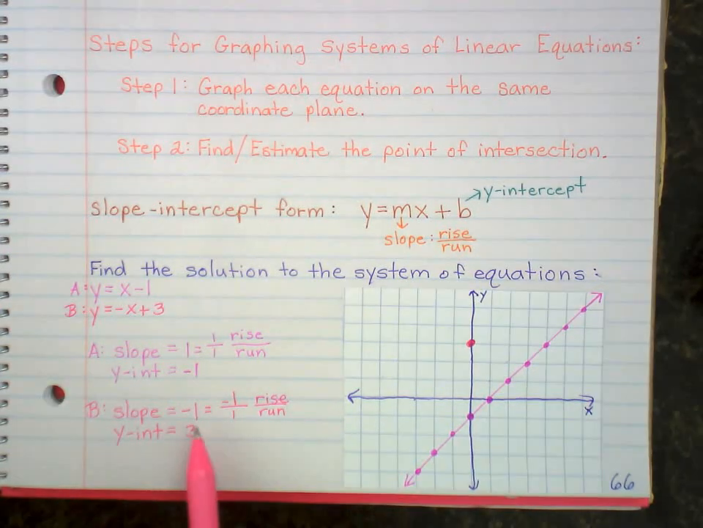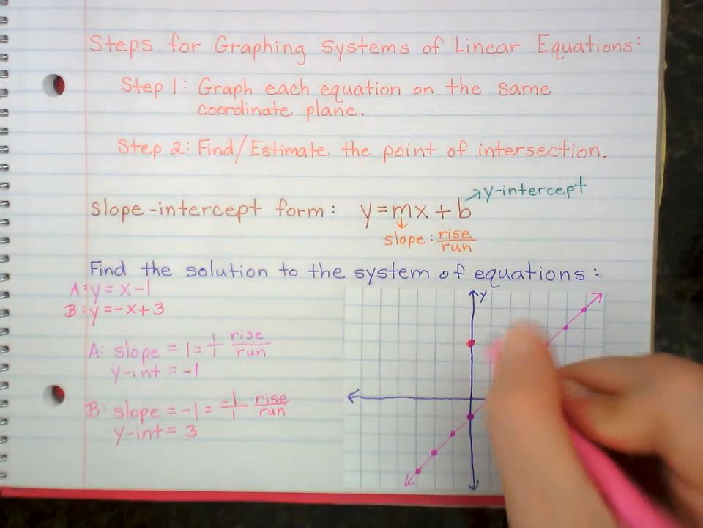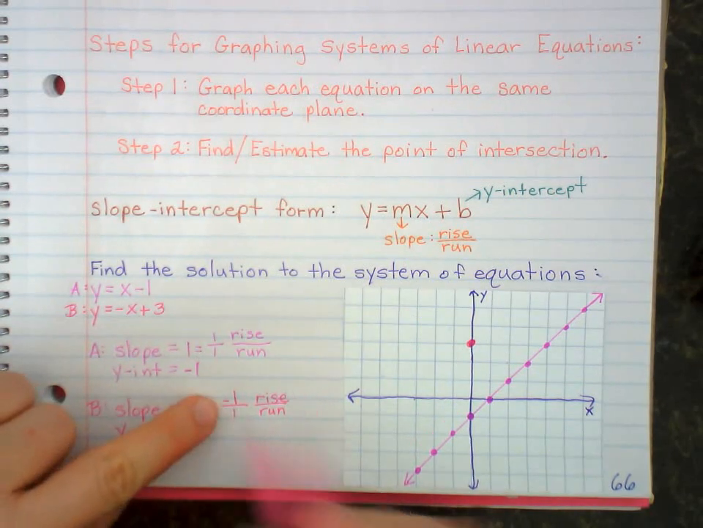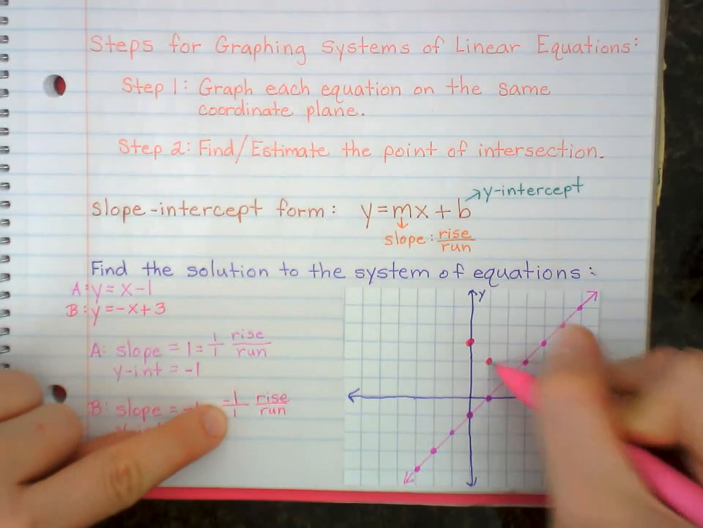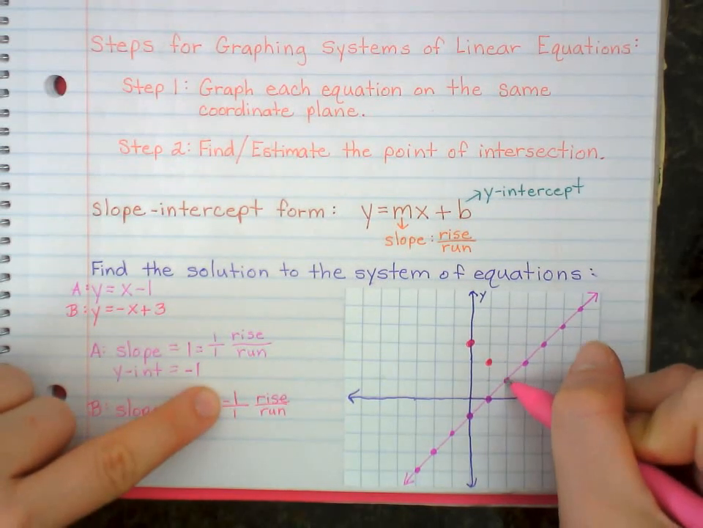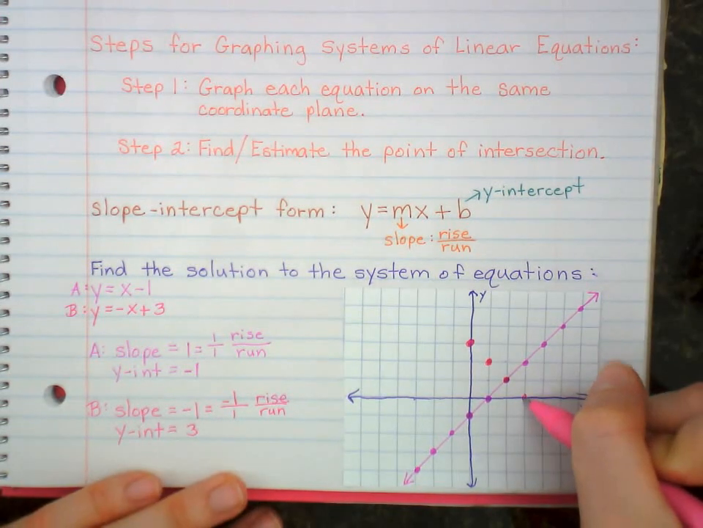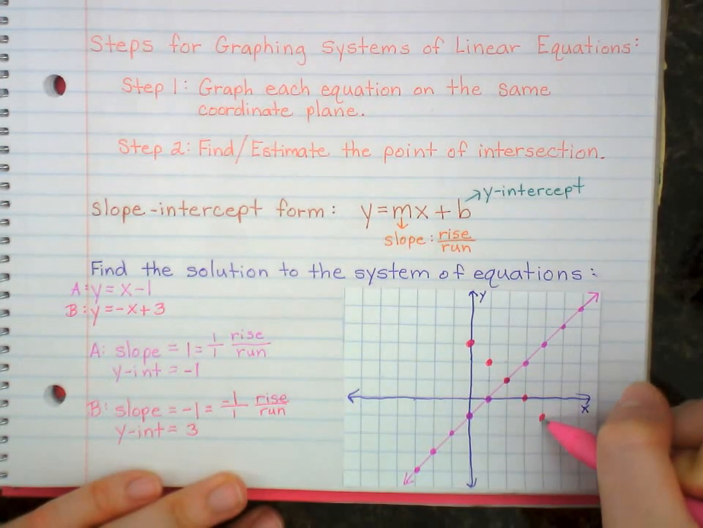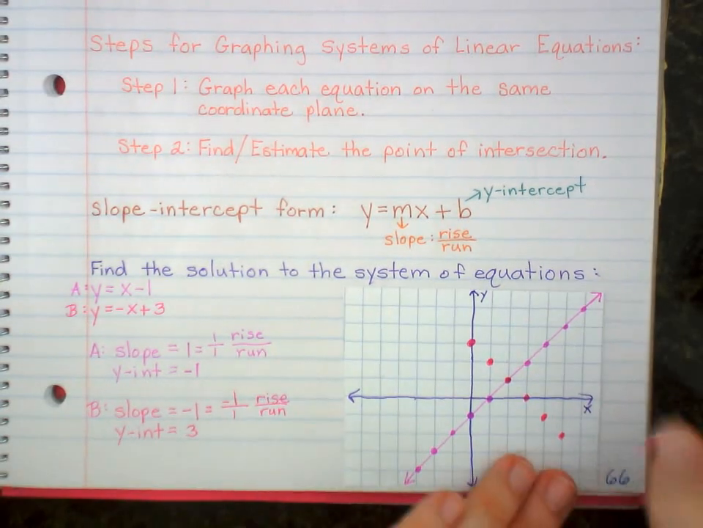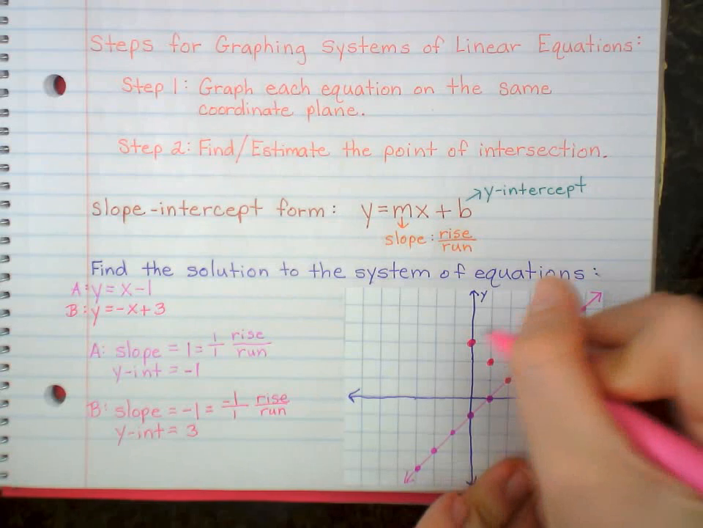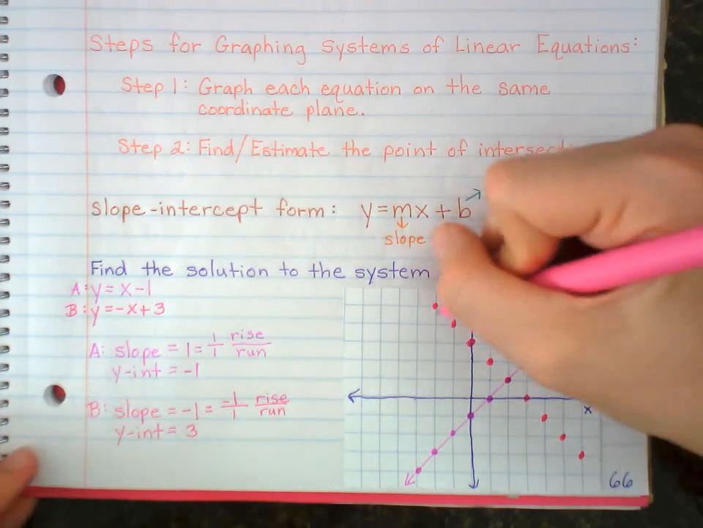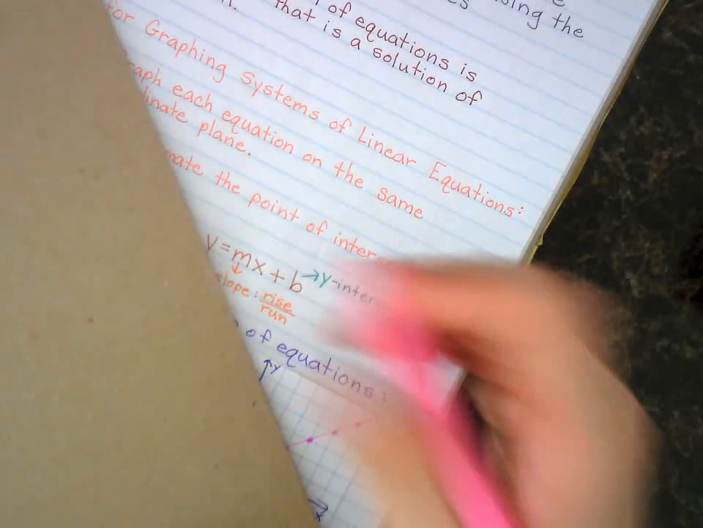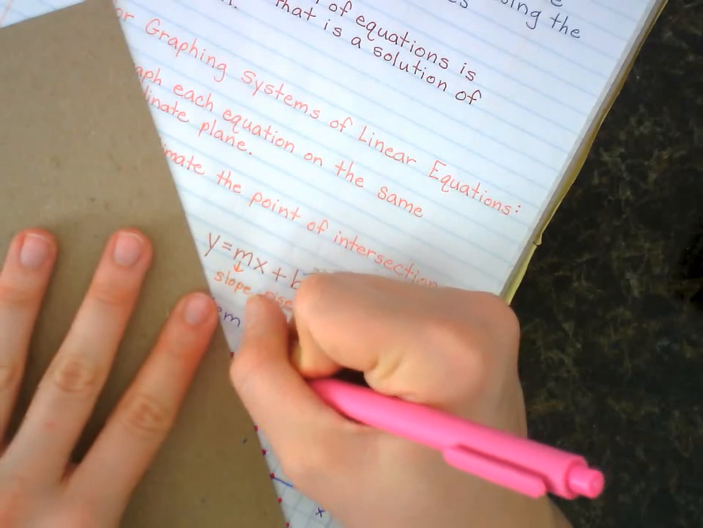Then the slope, -1 over 1. So the rise is -1, so we go down 1. The run is +1, so we go right 1. Down 1, right 1. Down 1, right 1. Now on Khan Academy, they're going to have the graphs where you can just move the lines and place some dots. So then you get your straight edge and connect the dots.